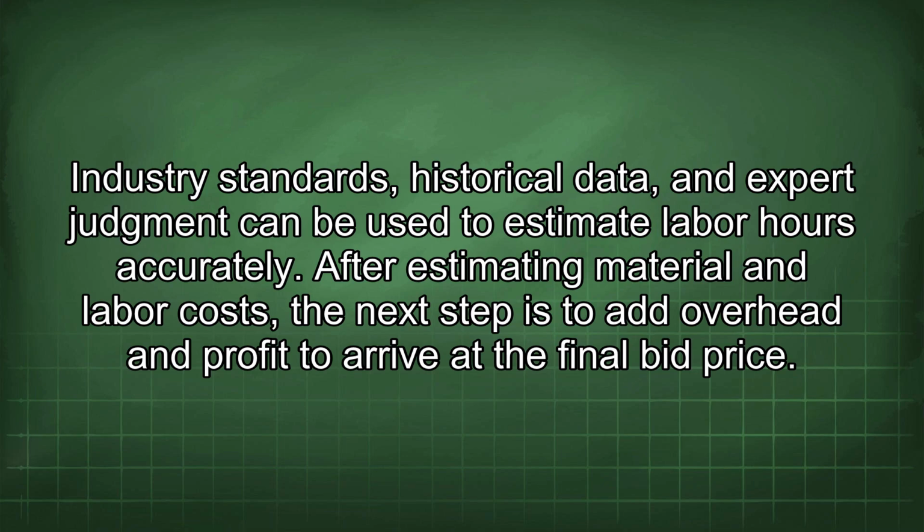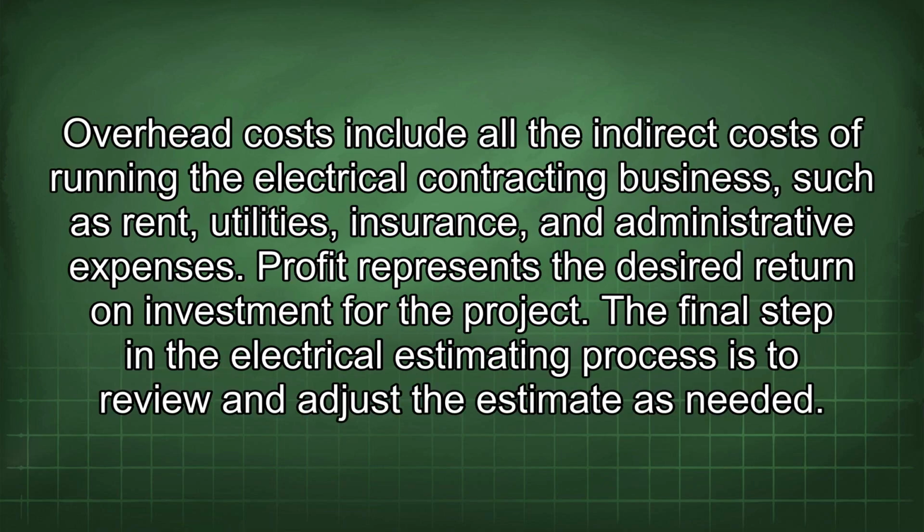After estimating material and labor costs, the next step is to add overhead and profit to arrive at the final bid price. Overhead costs include all the indirect costs of running the electrical contracting business, such as rent, utilities, insurance, and administrative expenses. Profit represents the desired return on investment for the project.